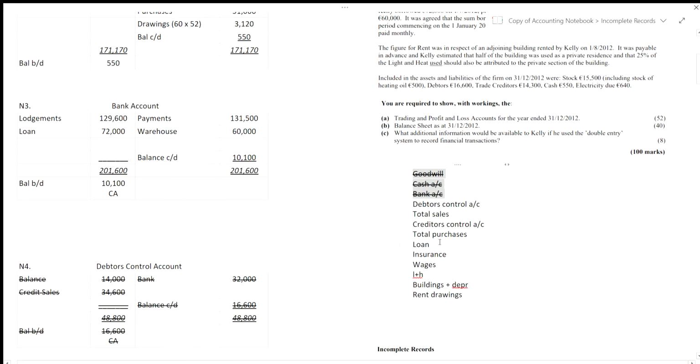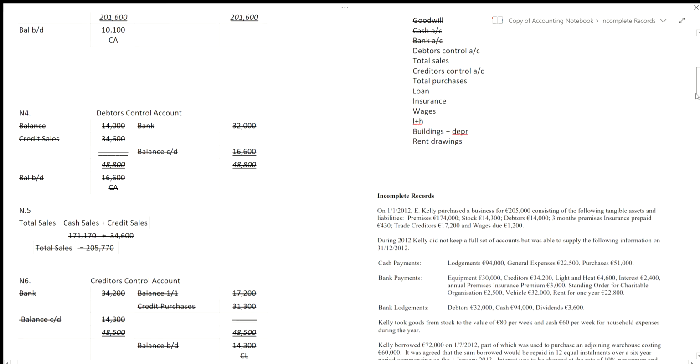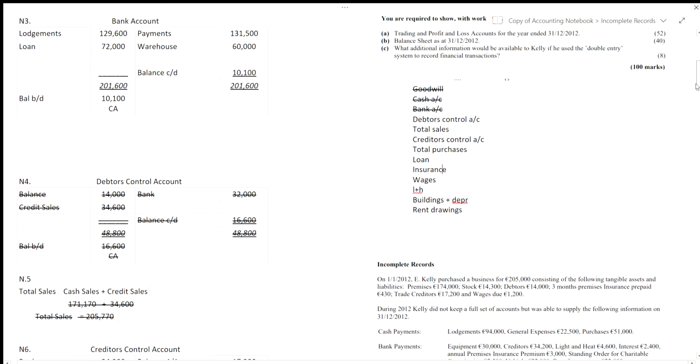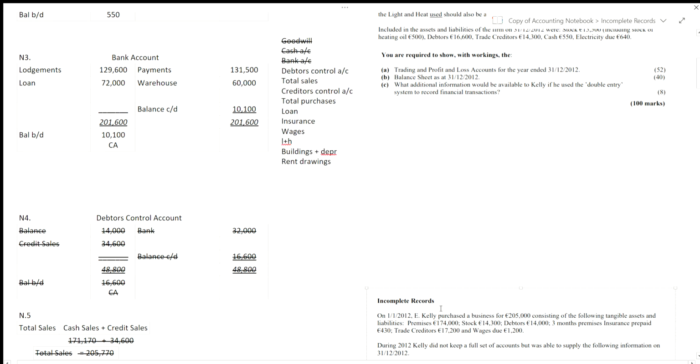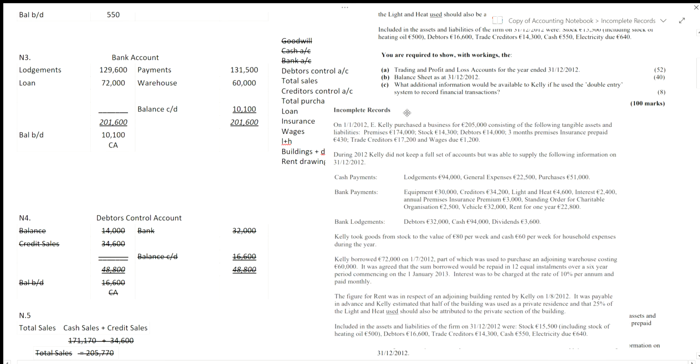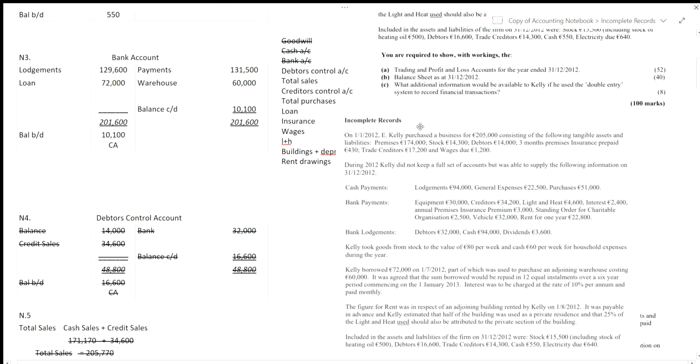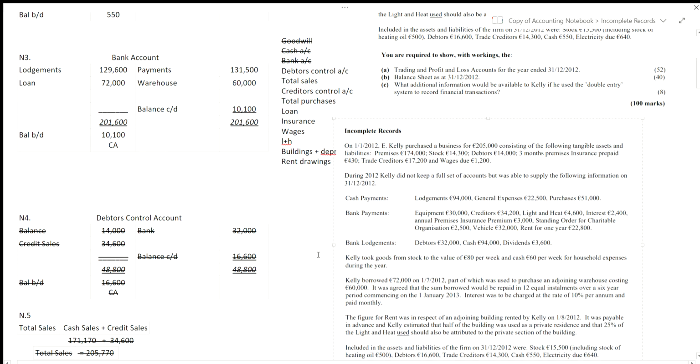I am going to get these notes done here. I'm not going to do loan yet, but we're going to aim to do debtors, total sales, creditors, total purchases, and then insurance. So debtors, what I'm going to do here is, we don't really need this. That was just me kind of showing you a guide. I'm going to drag this up, and we'll focus on this a little bit more than the notes. So debtors control account.